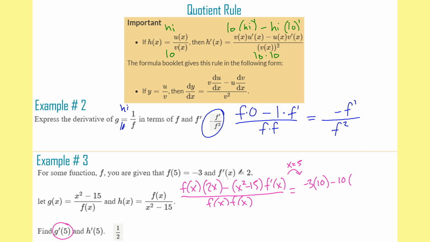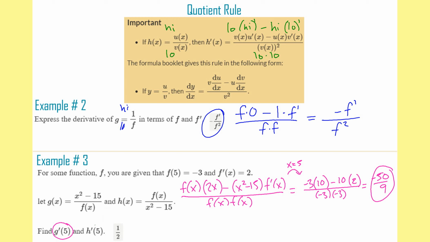f prime of 5 is 2, all over negative 3, negative 3. So 30 minus 20, all over 9. So negative 50 over 9.